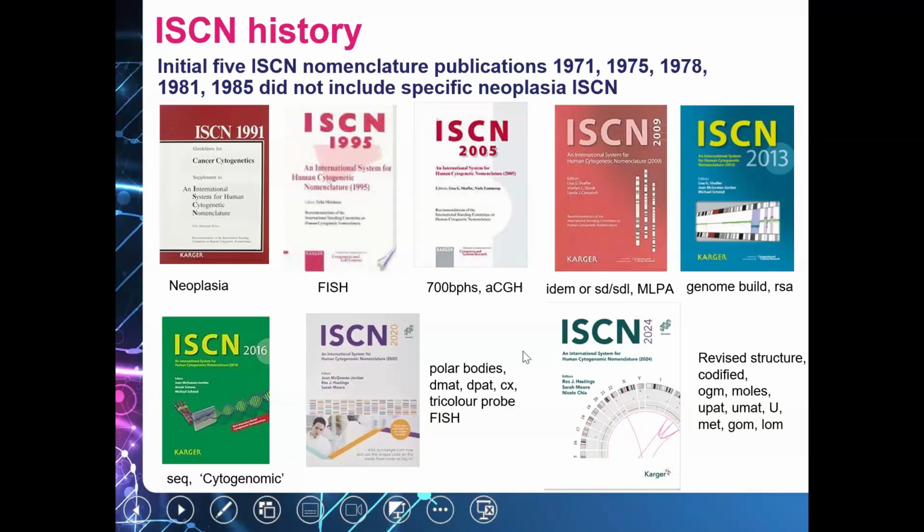Genome build and region-specific assays came in 2013. Sequencing came in 2016, and the term cytogenomic. 2020, we introduced polar bodies, dMAT, dPAT, tricolor probes, complex. And then 2024, we've done a revised structure. We've codified it. So we put all the rules in. They're in each individual chapter, but there's also a generic one in chapter 4. We've introduced genomic mapping nomenclature.